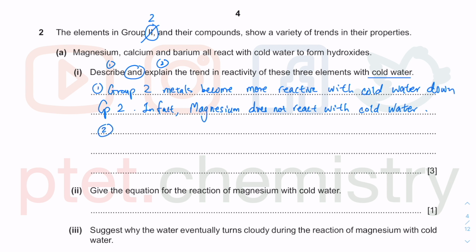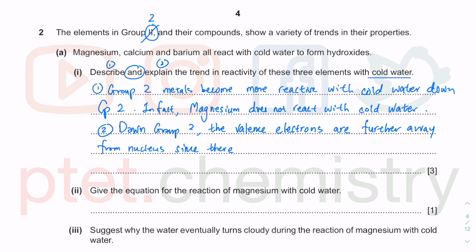So what happened there is we need to talk about down the group, down group 2. The valence electrons are further away from the nucleus because we involve losing the electrons in redox reactions. The valence electrons are further away from the nucleus because they have more filled electron shells. Since they have more filled electron shells, they are also more shielded. So we can talk about shielding also increasing.